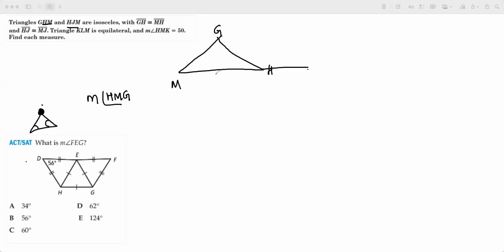Oh, I see. Did I miss to give you the diagram? Yeah, I did miss to give you the diagram. I see. Okay, let me give the diagram.